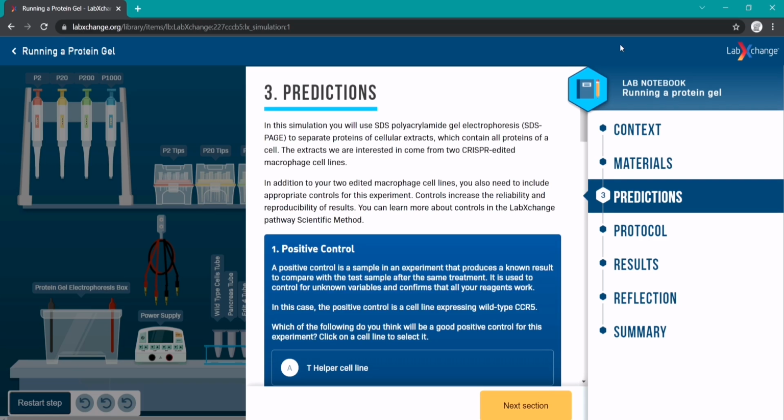Prediction: in this simulation, we'll use SDS-PAGE to separate proteins from cellular extract, which contains all proteins of the cell. The extracts we are interested in come from 2 CRISPR edited macrophage cell lines.